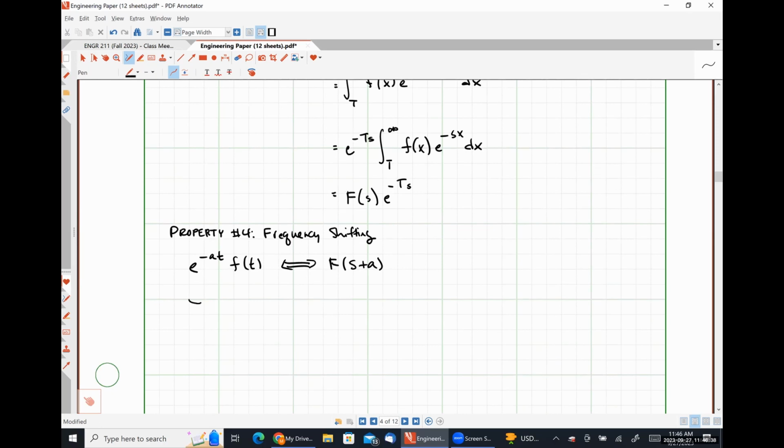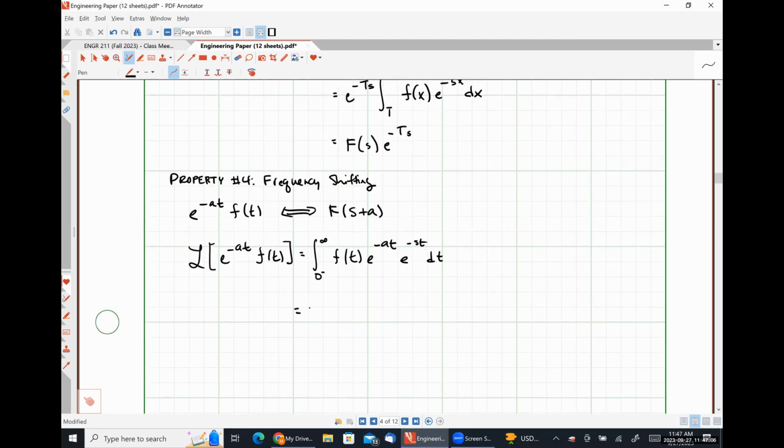So the Laplace transform of e to the negative at f of t is equal to the integral from 0 minus to infinity of f of t e to the negative at times e to the negative st dt, which will be the integral from 0 minus to infinity of f of t e to the negative s plus a t dt, or simply F of s plus a.